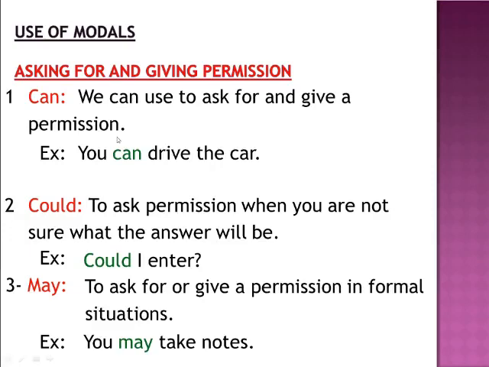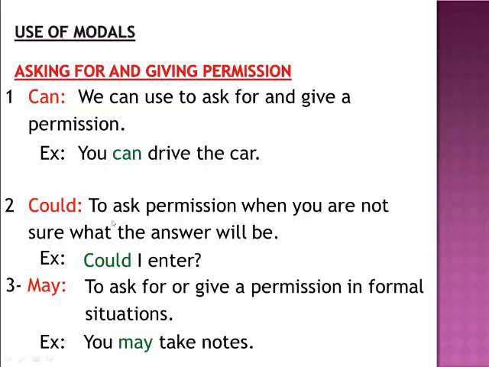You can drive the car. If you say to somebody else that you can drive a car, it means you are giving permission to drive that car. For example, the car is yours and you are handing over the key to that person and saying, you can drive the car. That means you are giving that person permission to drive the car. Here the permission is: you can drive the car.